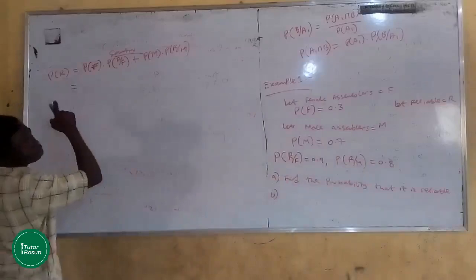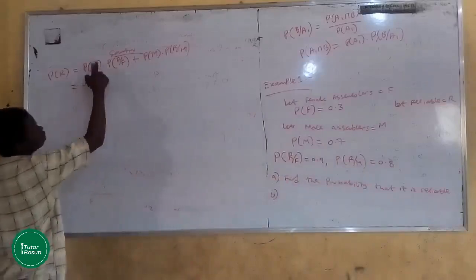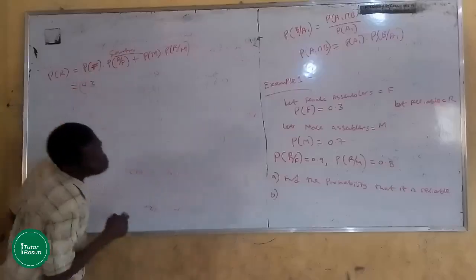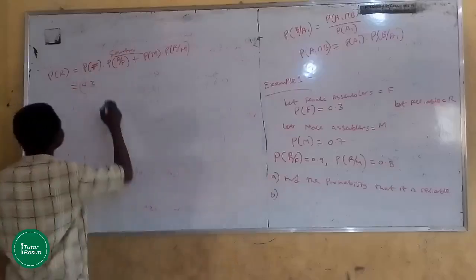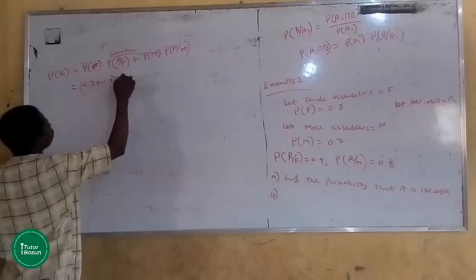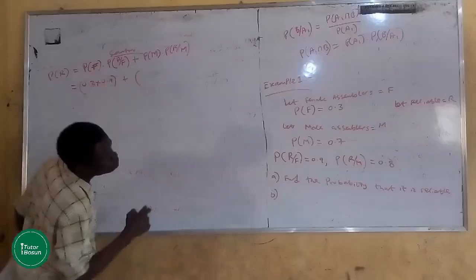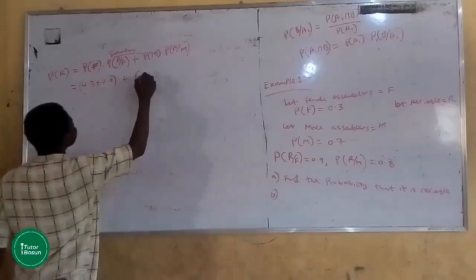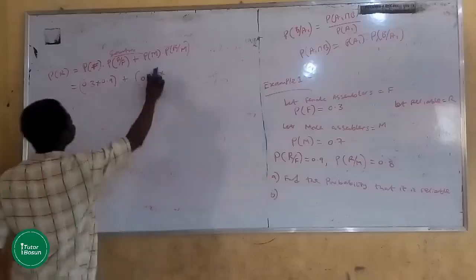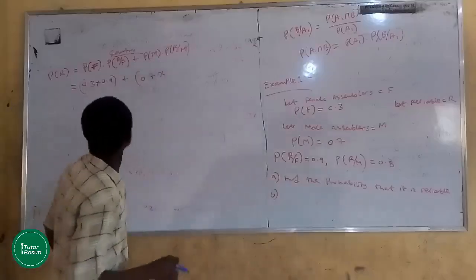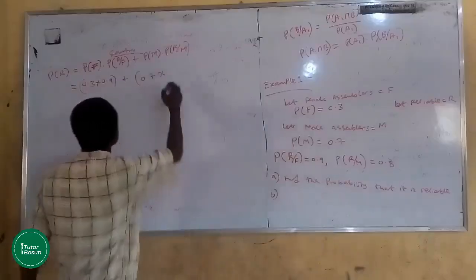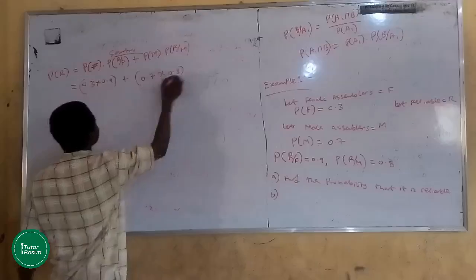So then maybe this will become 0.3. We also have the probability of female times the probability of reliable given female, 0.9, plus the probability of male, that's 0.7, times the probability of reliable given male, that's 0.8.